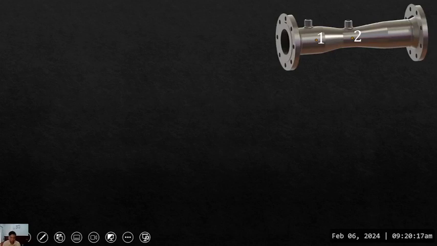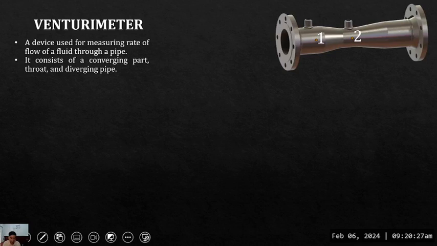So, ito po yung mukha ng Venturi meter natin. Ganyan po siya in real life. So, it is a device used for measuring the rate of flow of a fluid through a pipe. So, it's a flow measuring device. Tapos, it consists of a converging part. Yan yung nakikita nating point 1. Tapos, throat naman yung point 2, yung mas maliit na cross-section area. Tapos, yung nasa right side ng point 2, yan po yung diverging pipe.